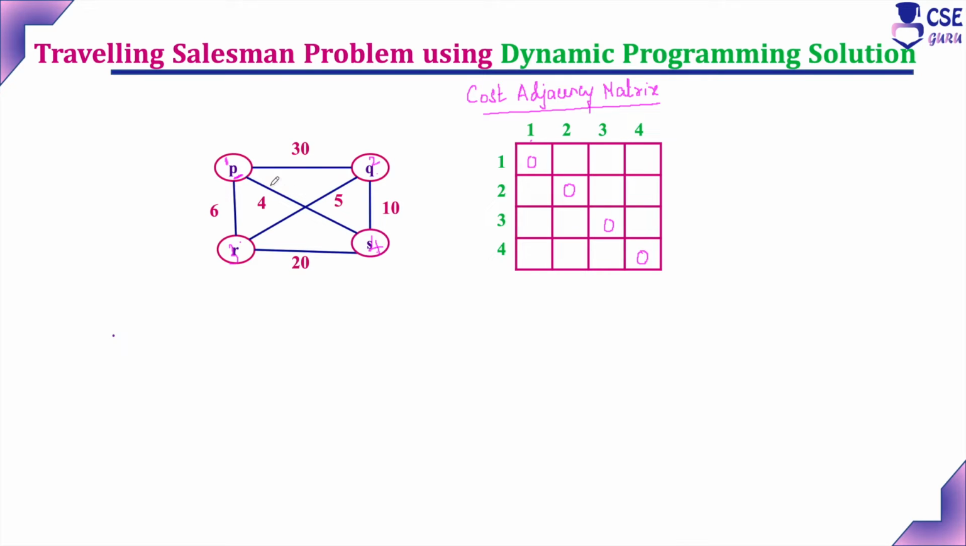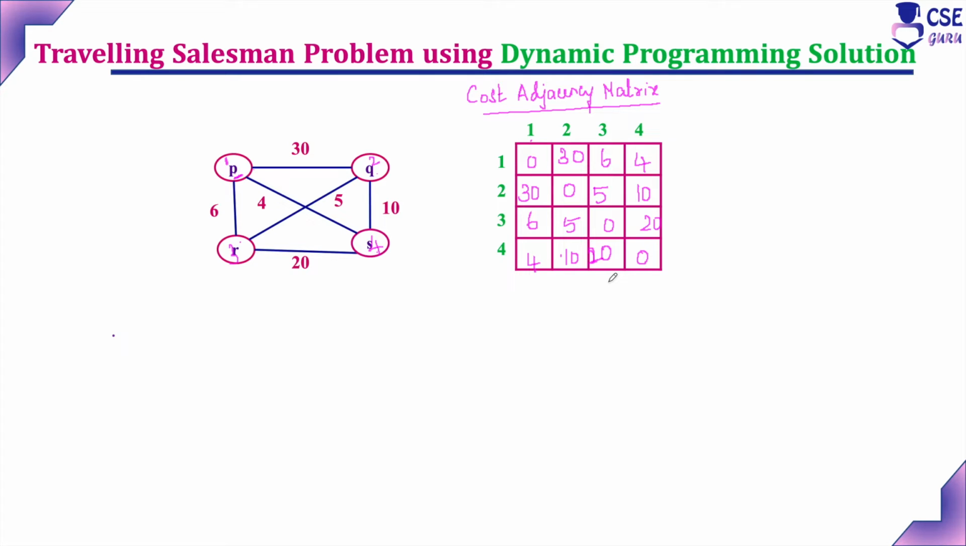So 1 to 2 cost is 30. 1 to 3 cost is 6. 1 to 4 cost is 4. 2 to 1, the same cost, 30. And 2 to 3 is 5. 2 to 4 is 10. Similarly 3 to 1 is 6. 3 to 2 is 5. 3 to 4 is 20. And 4 to 1 is 4. 4 to 2 is 10. 4 to 3 is 20. So this is the cost adjacency matrix.